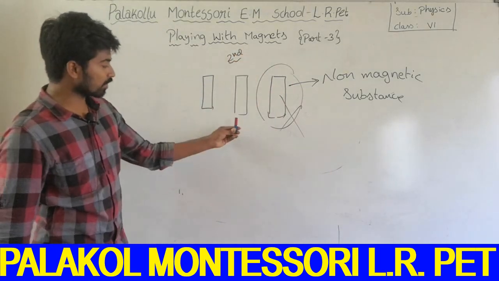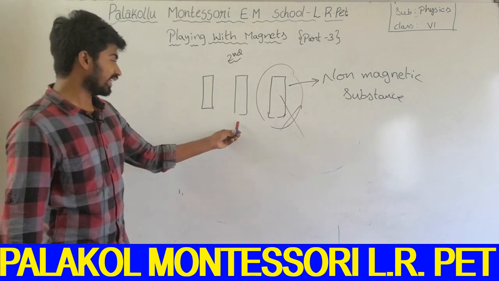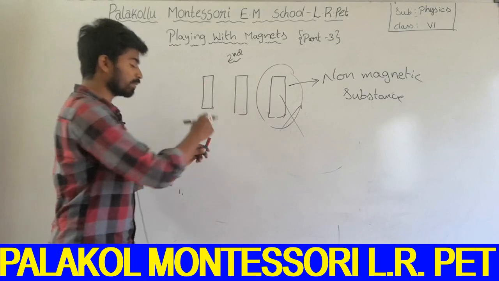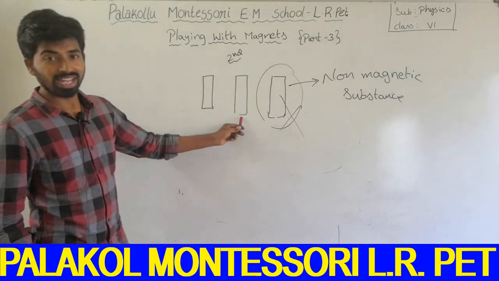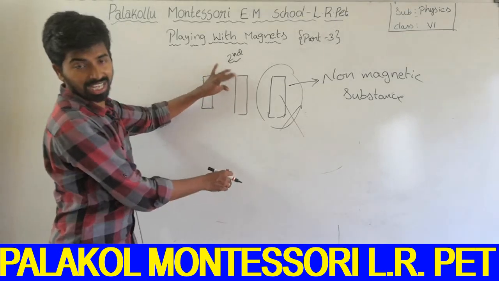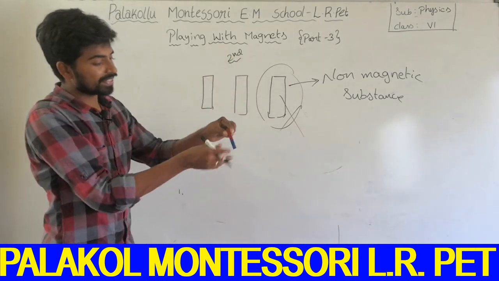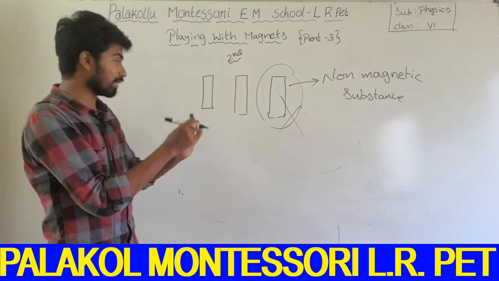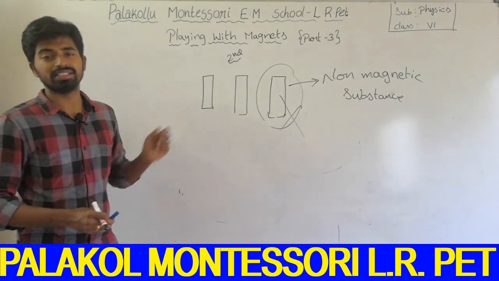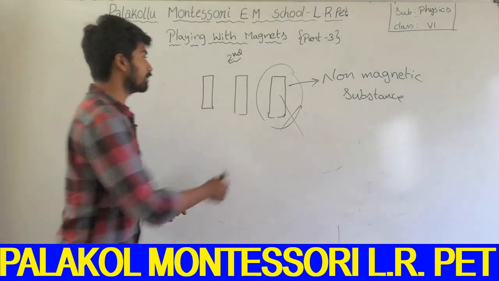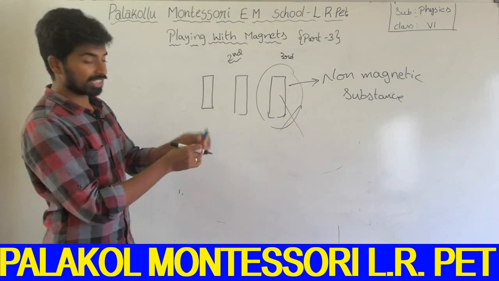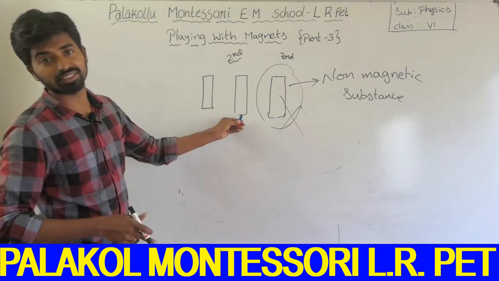I placed this magnet near the second object. Yes, the second object was attracted to the magnet. Then I separated the magnet, reversed the bar magnet, and again kept it near the second object. What I observed is that after reversing the magnet, it is still attracting.